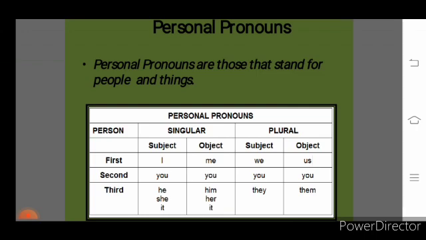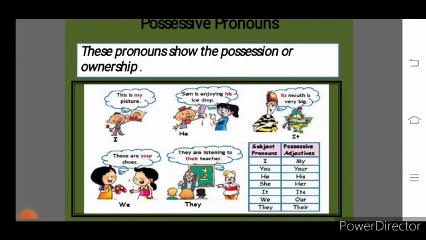Clear? If I say I like mango, here I is the subject. But if I say she likes me, here me is the object. So this is how you have to use subjective case and objective case in the sentence. You can't say she likes I, right?